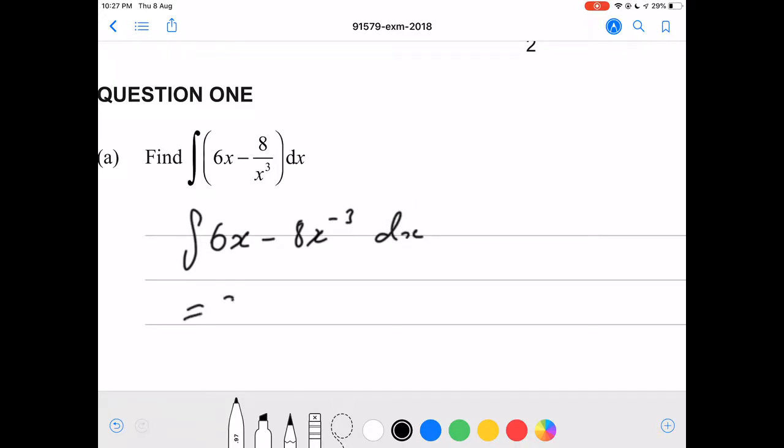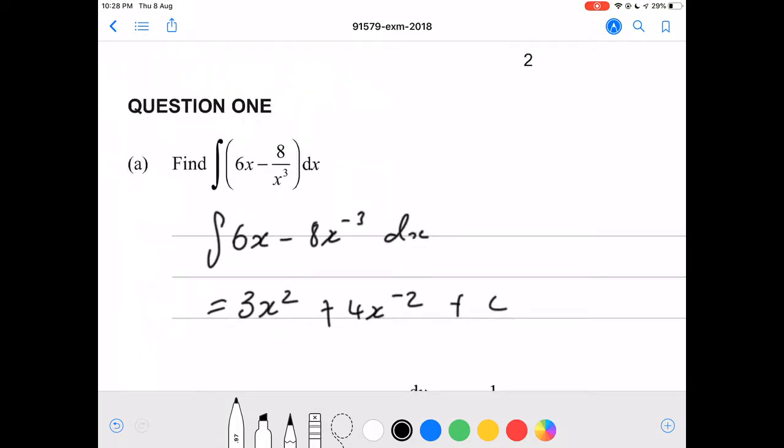So this becomes 3x squared, add 1 to the power, divide by the power, plus 4x to the power negative 2 plus c. So if we rewrite this, we can say 3x squared plus 4 divided by x squared plus c. And that's your achieved grade there.